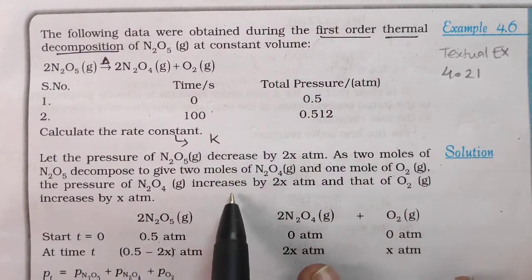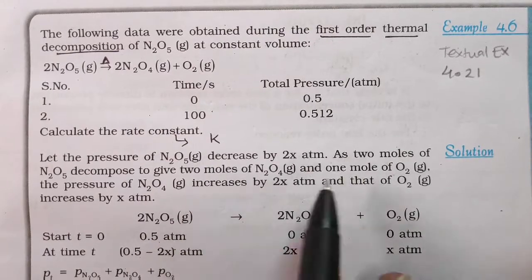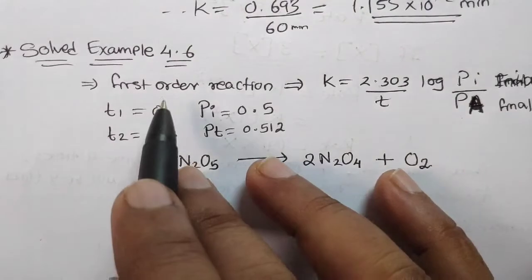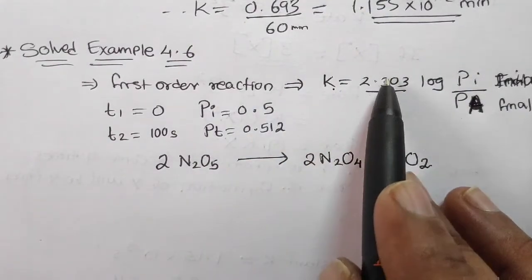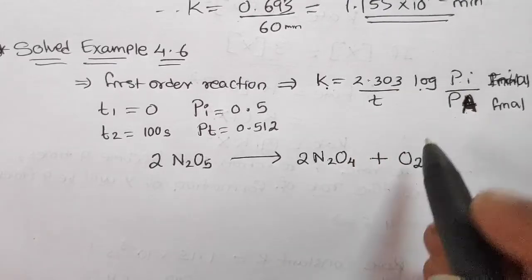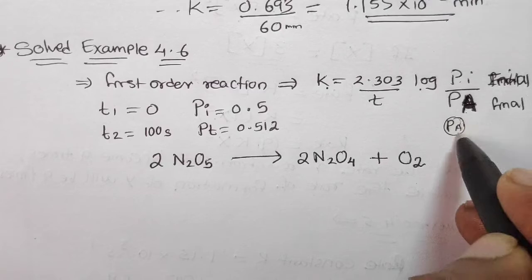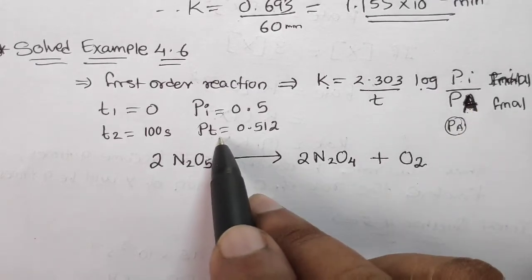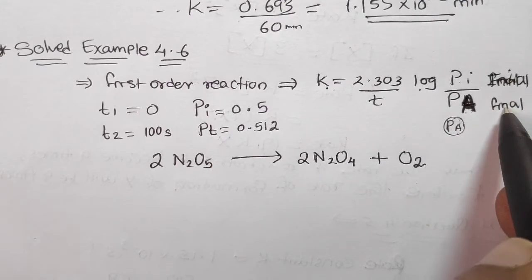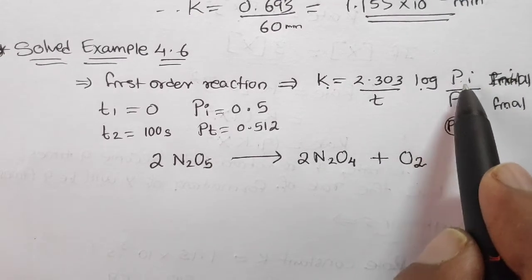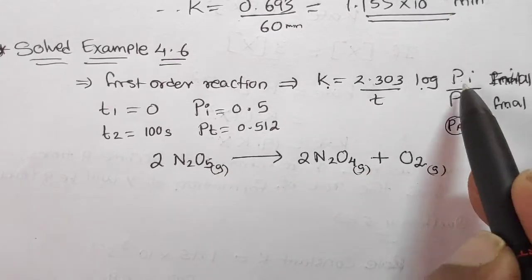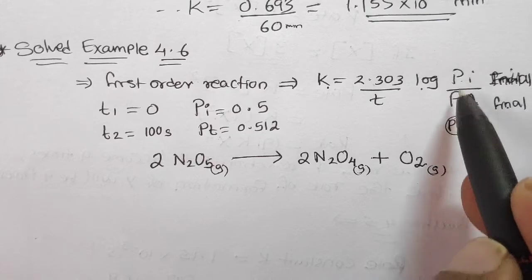Understood? Here they have explained it, but I will explain it in my way. As it is a first order reaction, we have the formula K is equal to 2.303 by T log Pi by PA. I have taken PA, not PT, because for the total pressure we will require PT separately. That is why I have taken PA, initial upon final. Everything is the same, we are taking R0, but as this is a gas, the concentration of gas is measured in pressure. That's why I have written P for this.